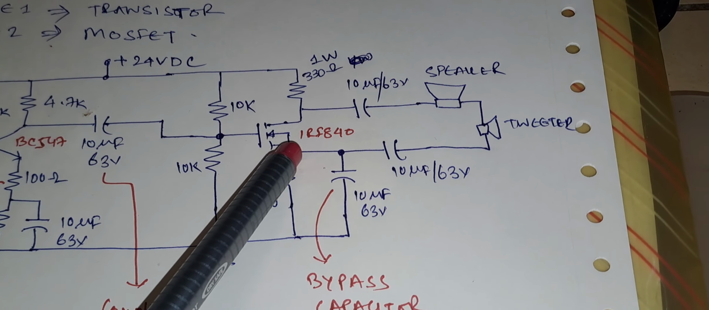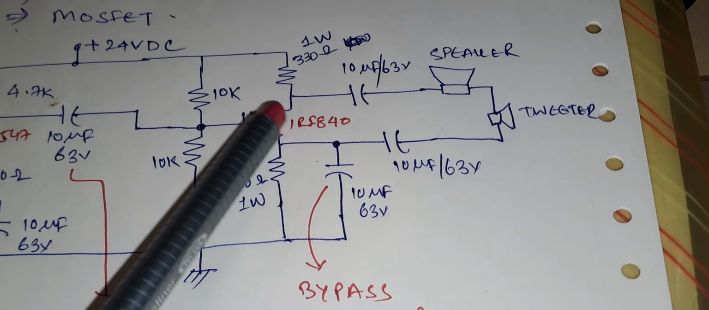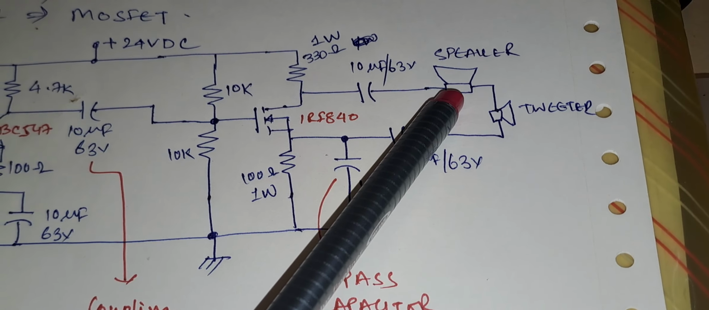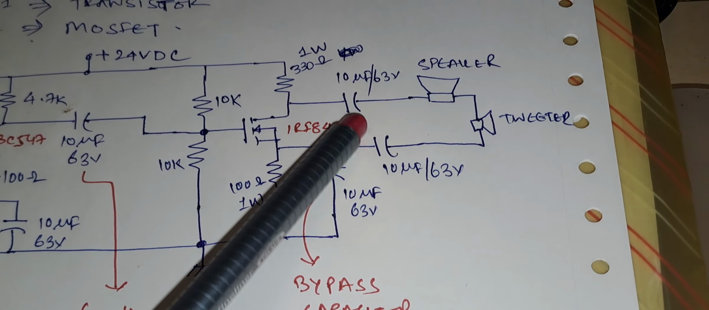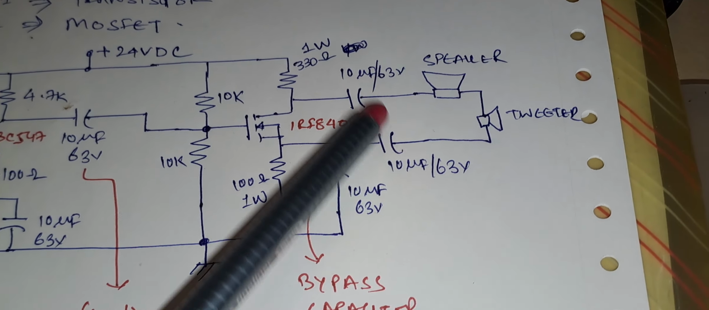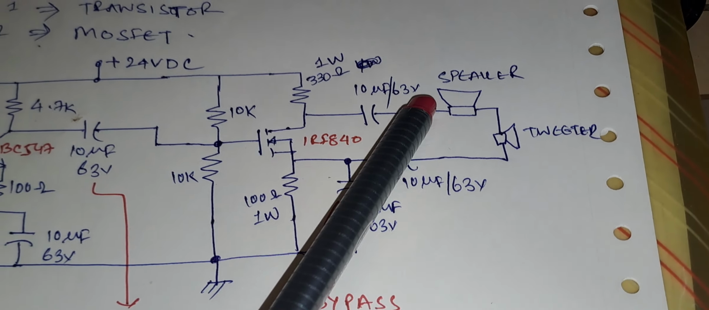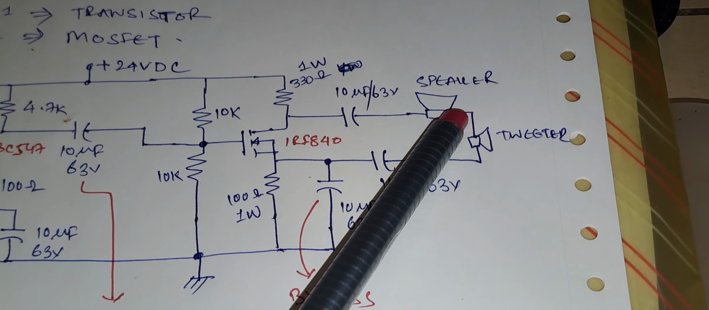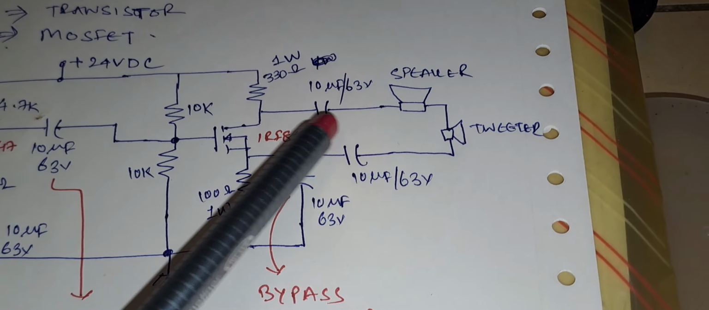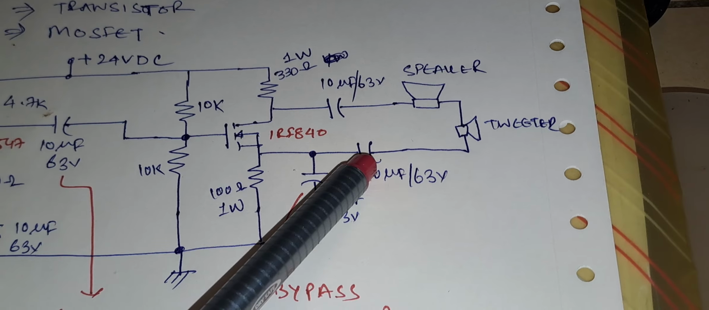In the previous video I was taking the output from here directly to the ground, but here I am using a differential output, feeding it to the speaker. I am using a capacitor in between the speaker and the MOSFET so that only the AC component can flow through. DC components should not flow to the speaker. That's why we need to put two capacitors here. This is very important. On both sides, we need to put capacitors.